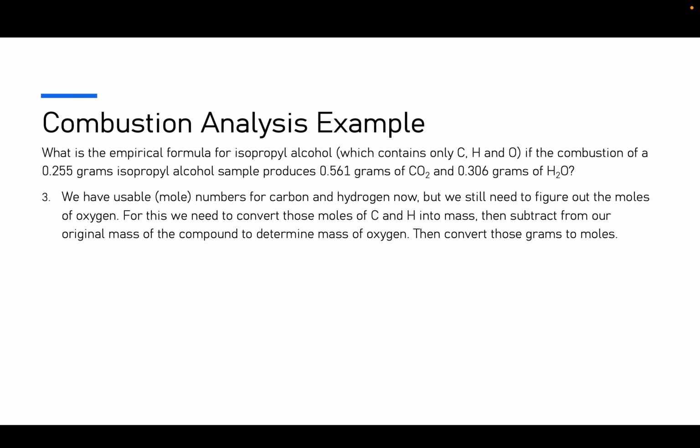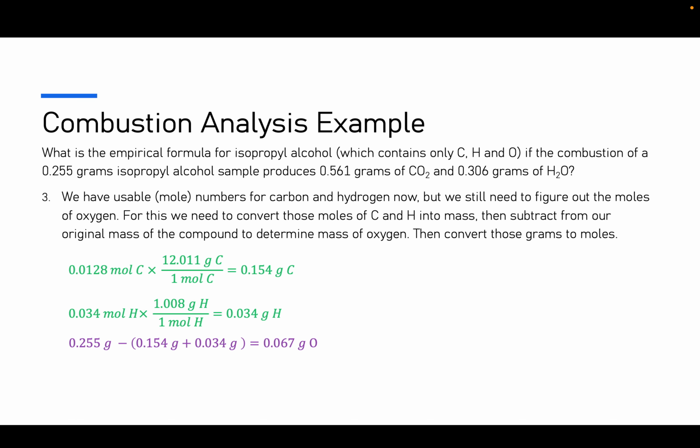If it was just a hydrocarbon that didn't have anything else, we would be good to go on to the next step. But we were told that it contains oxygen. So now we need to do some extra stuff to figure out how much oxygen was in the original molecule. So for this, we're going to take the moles of carbon and hydrogen, convert those into mass, and then subtract the total of that mass from the original mass of the entire compound. So let me just show you. Okay, so we have the moles of carbon and hydrogen. This was from our last step. We're going to convert that into grams, doing just a regular molar conversion. And then we know the problem tells us the original total mass was 0.255 grams.